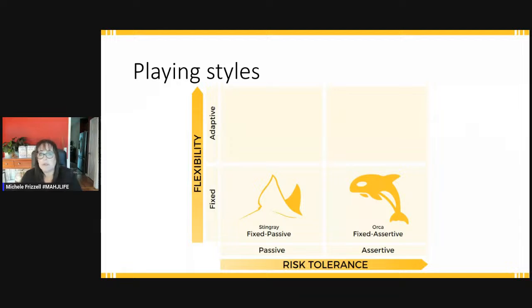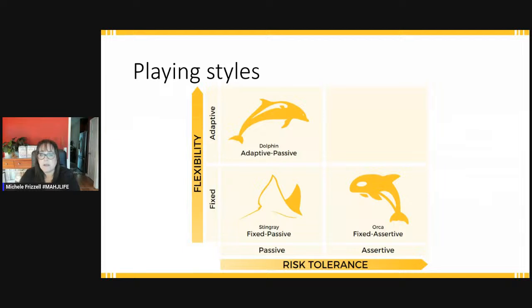They may be willing to claim a discard to make an exposure with a joker, for example, as a comparison between fixed passive and fixed assertive. So for the fixed playing styles, we have a stingray and an orca. Now we're going to talk about the adaptive playing styles.